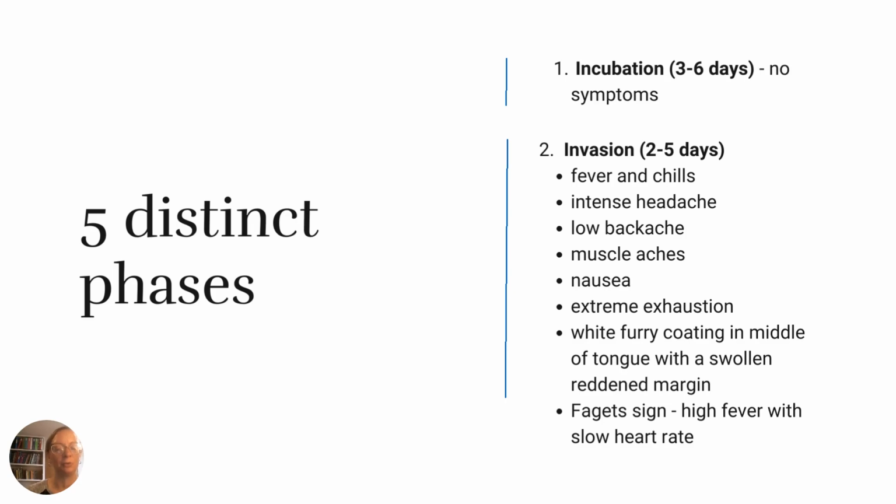But the two distinguishing features of yellow fever, because a lot of these other symptoms are flu-like in nature, are a white furry coating in the middle of the tongue with a swollen reddened margin, and Faget sign, which is a high fever with a slow heart rate. So clinically, we often see a high fever with a high heart rate. With yellow fever, you're going to see a high fever with a slow heart rate.